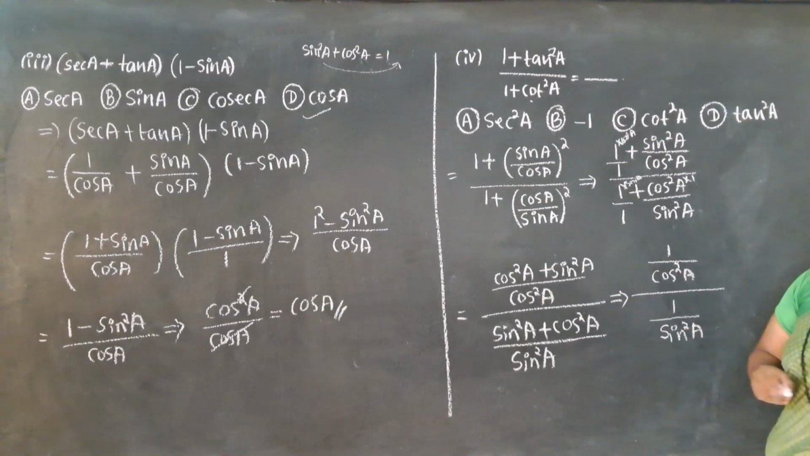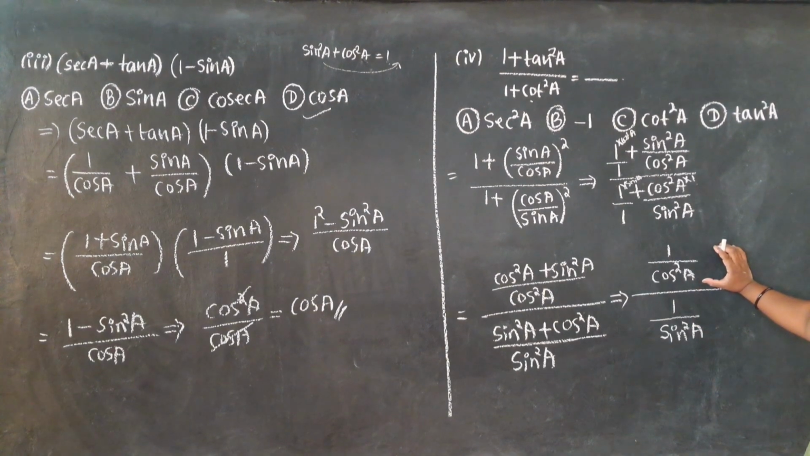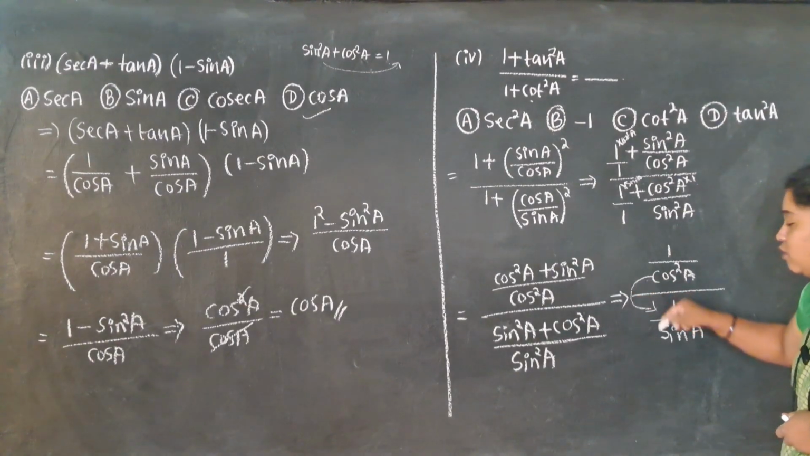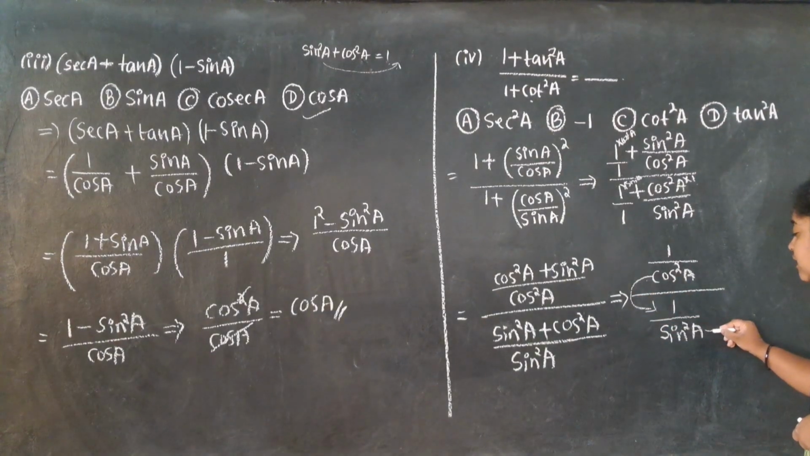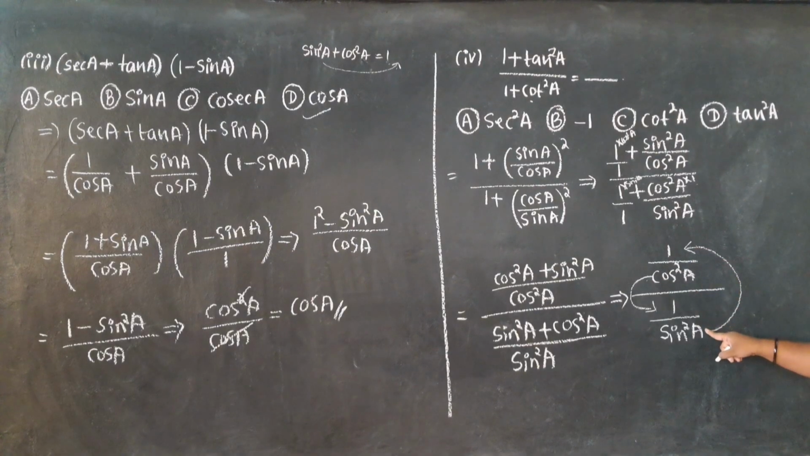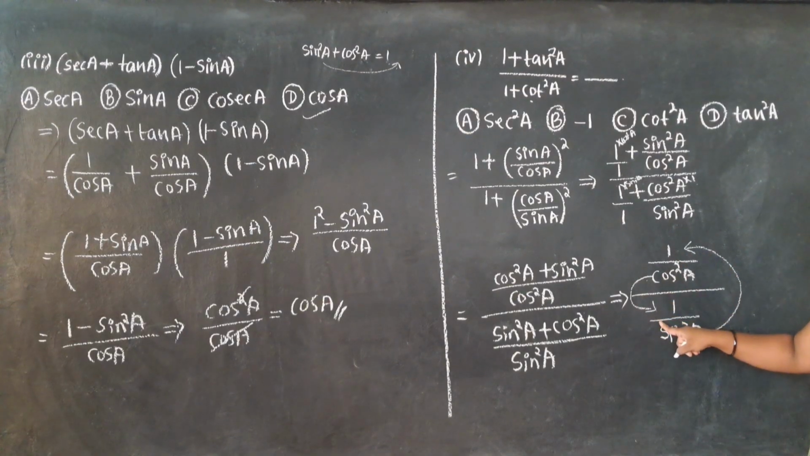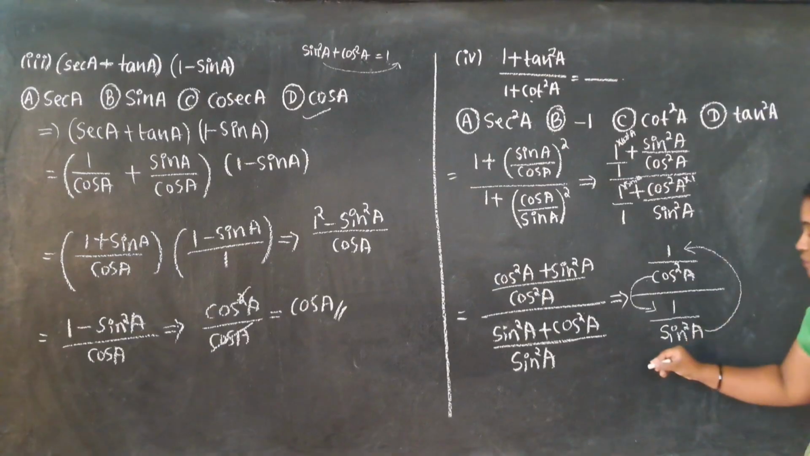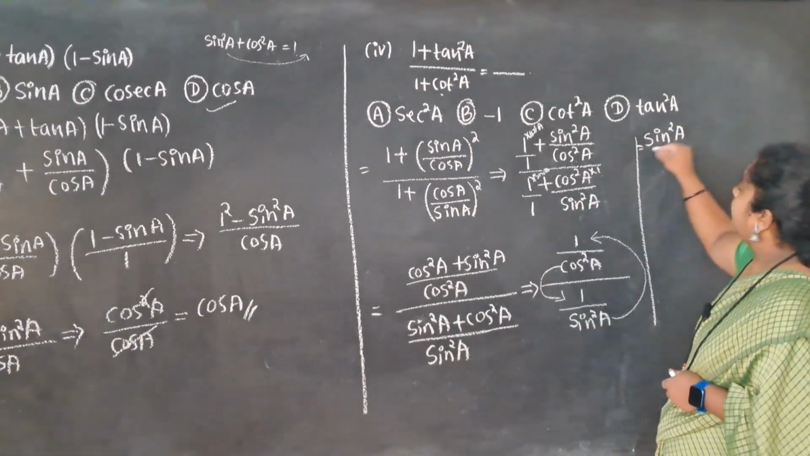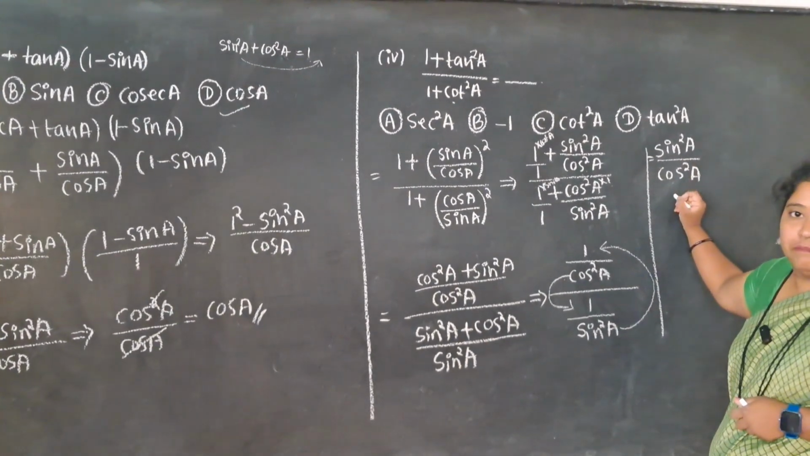Okay, and again, do you remember what I said? If numerator and denominator both are fractions, then what you have to do is bring the denominator of the numerator to the denominator and bring the denominator's denominator to the numerator. So what will I have there? Sine square a will go to the numerator part and cos square a will come to the denominator part. Hence we'll be having sine square a divided by cos square a.